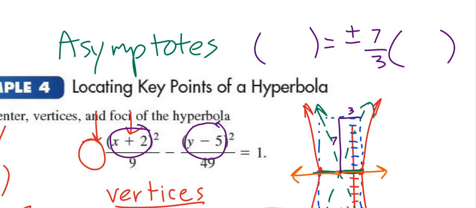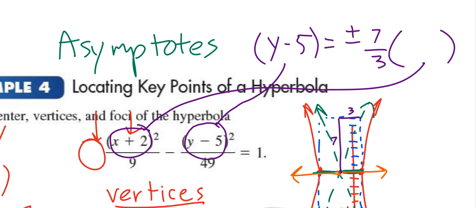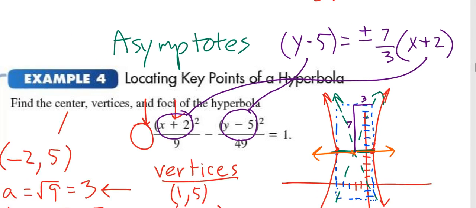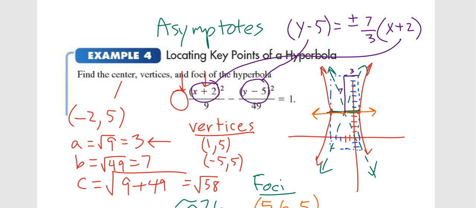Any thoughts on this? Yeah, y minus 5. Y minus 5, good call. And? X plus 2. Oh, you mean so we actually use part of the standard form equation with the center and then just slap on a plus and minus in the slopes of the lines? Yes. If you have it in standard form, it should be very easy to write those asymptotes. You do need to find A and B, that's true, so you know your rise and your run for your slope.